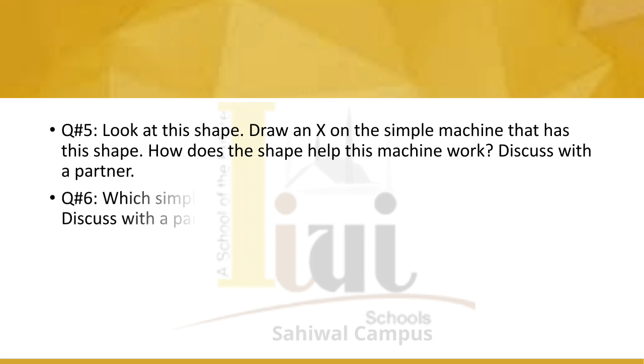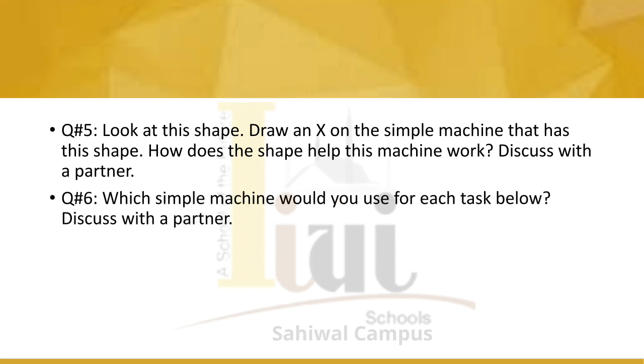Discuss with a partner. Question number 6. Which simple machine would you use for each task? Discuss with a partner. So here 3 tasks are given. Number 1 is raise a flag on a pole. Number 2 is open a can of paint, and the third one is cut an apple. So you have to just write in front of these tasks which simple machine is used to do these tasks.